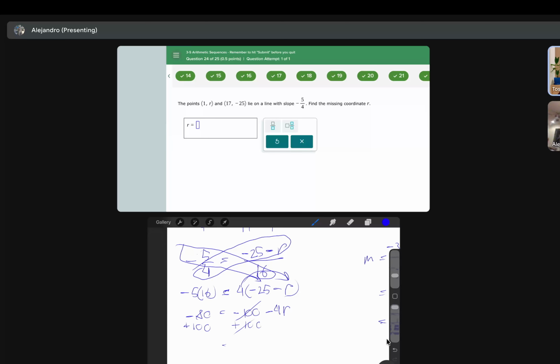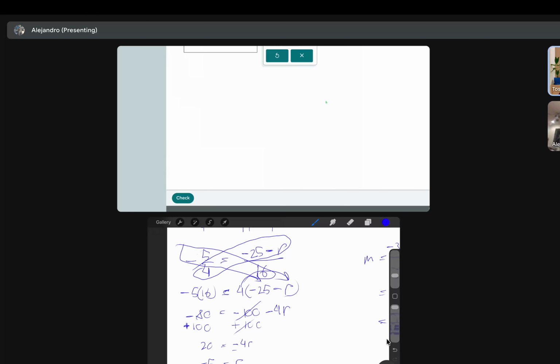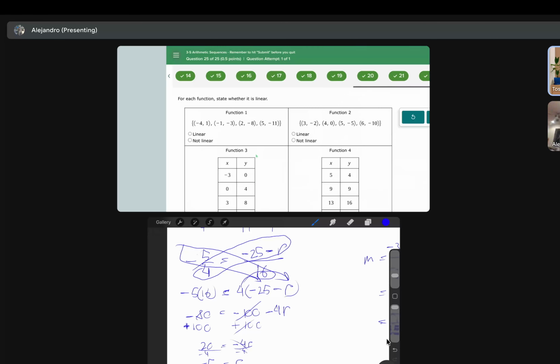So that cancels and you get negative 4r on this side. And this is going to give you 20, 100 minus 80, or negative 80 plus 100. Then divide both sides by negative 4. Therefore, the answer is going to be negative 5. Okay? Divide both sides by negative 4. We hope we get that right. Is that good? Okay, that was good.